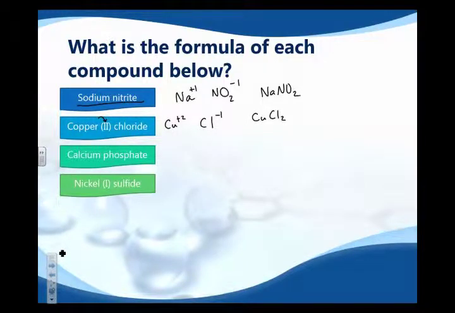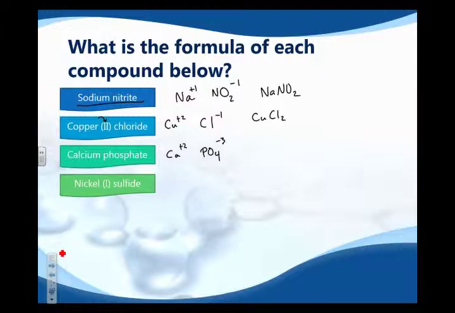Take a moment, stop the video, and try the next two on your own, and then restart the video to find out the answers. Calcium phosphate tells me calcium is a +2. Phosphate is one of our polyatomic ions. It's PO4 -3.